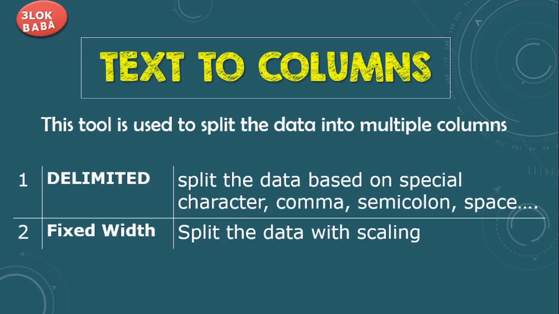In case you want to use fixed width, it is when you want to divide the data as per your scaling, or if you have a line of data to break. For example, if you have A, B, C, you want to divide the data from B. It means that you have to leave A and B and then divide, and then you have to separate the C. So these are the two major types under text to columns. So let's jump to Excel so that we can understand clearly what is meant by text to columns.